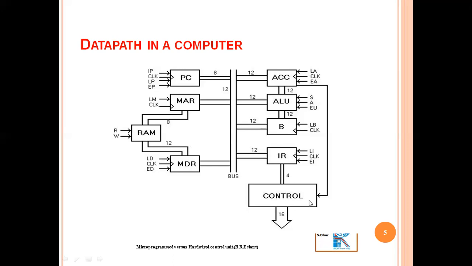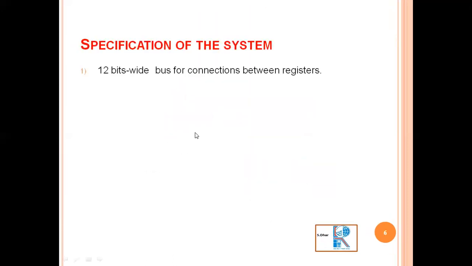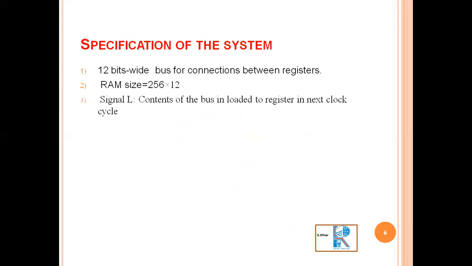Now we will design the control unit using the microprogram technique. Before going to the whole details, this is the specification. The specification of the computer is a 12-bit wide bus connection between the registers. RAM size is 256 into 12. You know why it is 256; last day I told you. Then comes the signal L. L means loading the particular register or particular component.